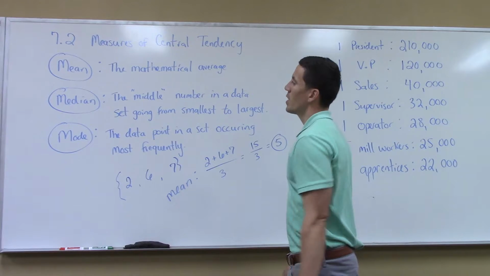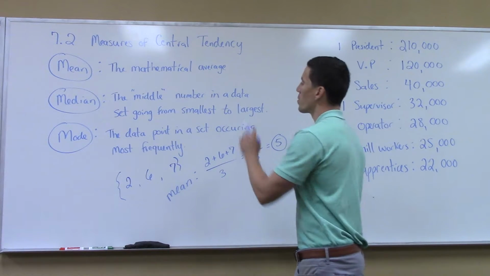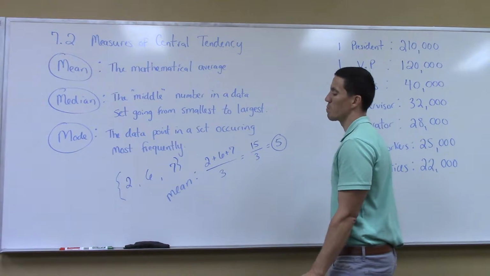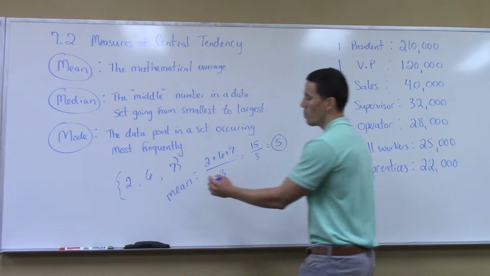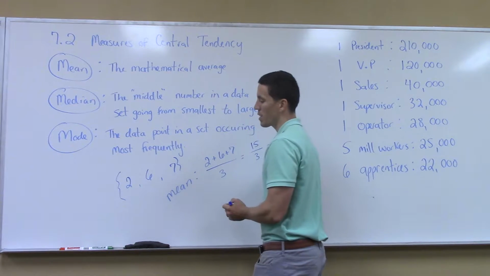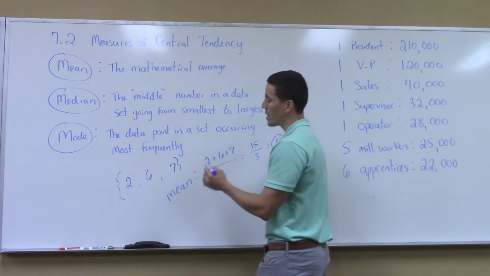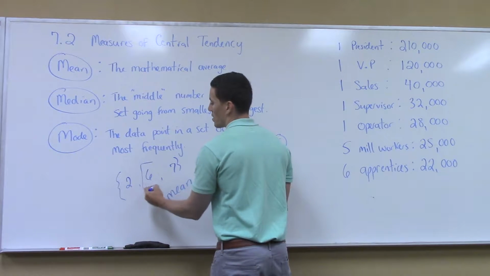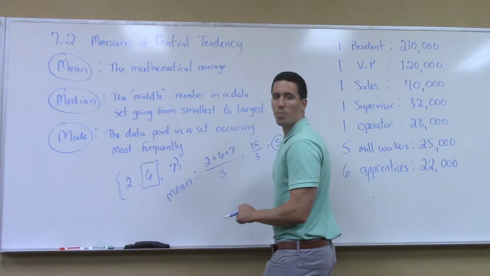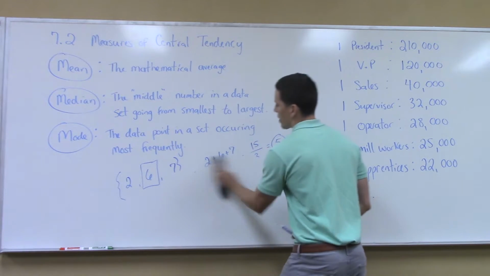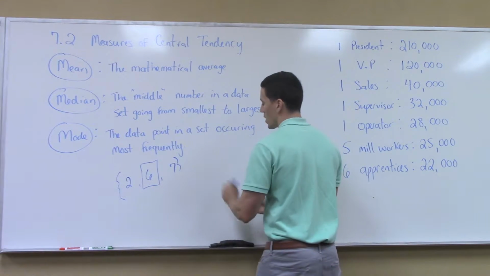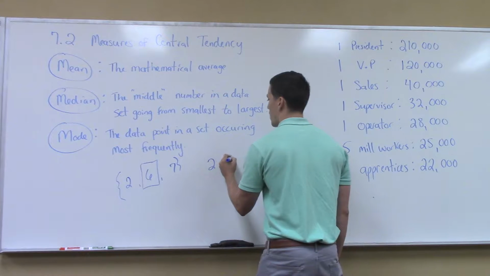The median of a data set is the middle number in a data set going from smallest to largest. So if you took this small data set, 2, 6, and 7, the median of that data set would be 6. It's the middle number.